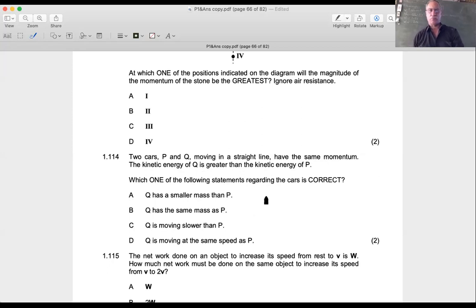114. So we're saying they have the same momentum, they have the same mv. The kinetic energy of Q is greater. So that means its speed is greater, therefore its mass must be less. Q's mass is less. Q has a smaller mass than P.